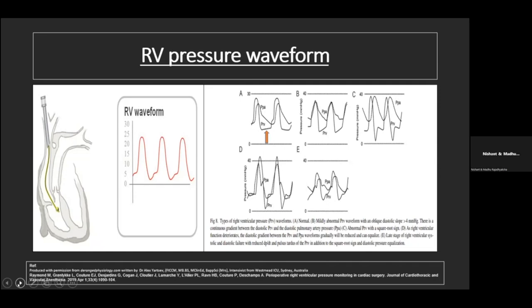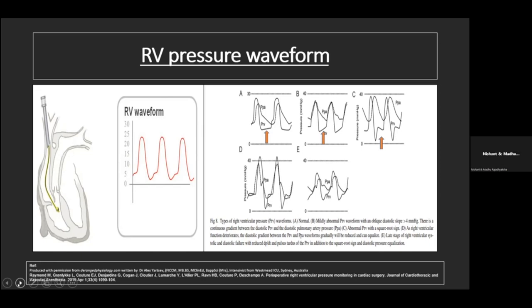In this picture, this flat line represents the right ventricular diastole, which is a measure of the compliance of the right ventricle. With onset of right ventricular dysfunction, the compliance reduces, and hence its ability to accommodate volume will reduce. Thus, the diastolic curve will become more oblique. It will increase by around 4 millimeters of mercury. With further advancement of diastolic dysfunction, there is a square root sign which appears on the pressure waveform.